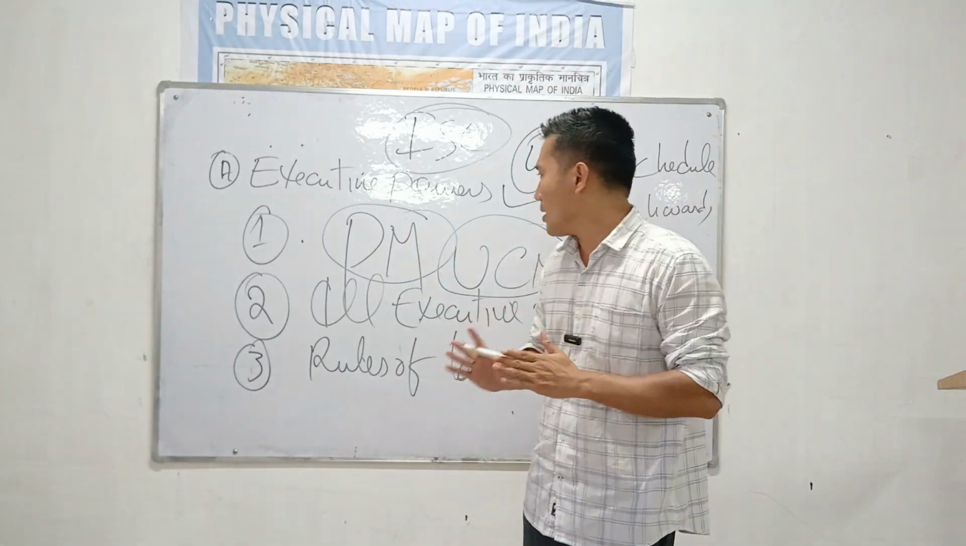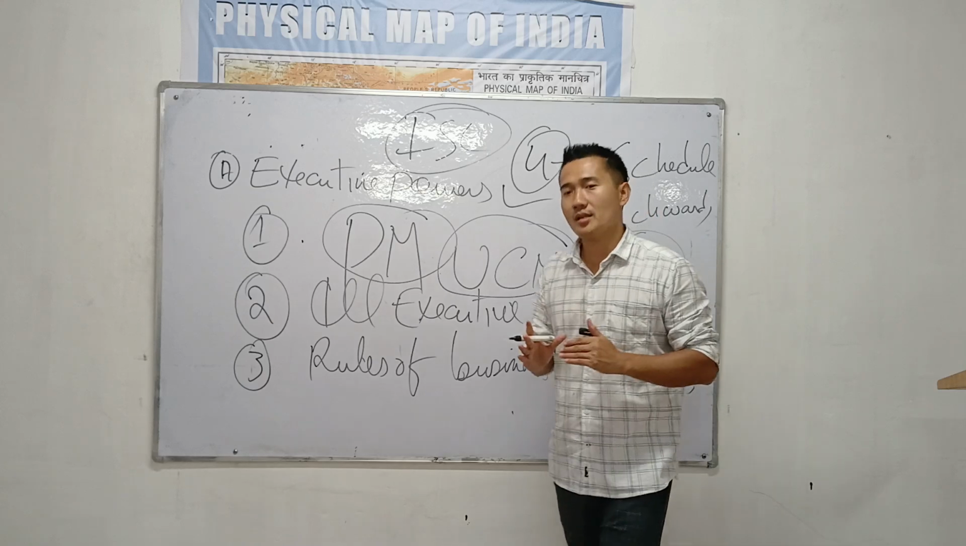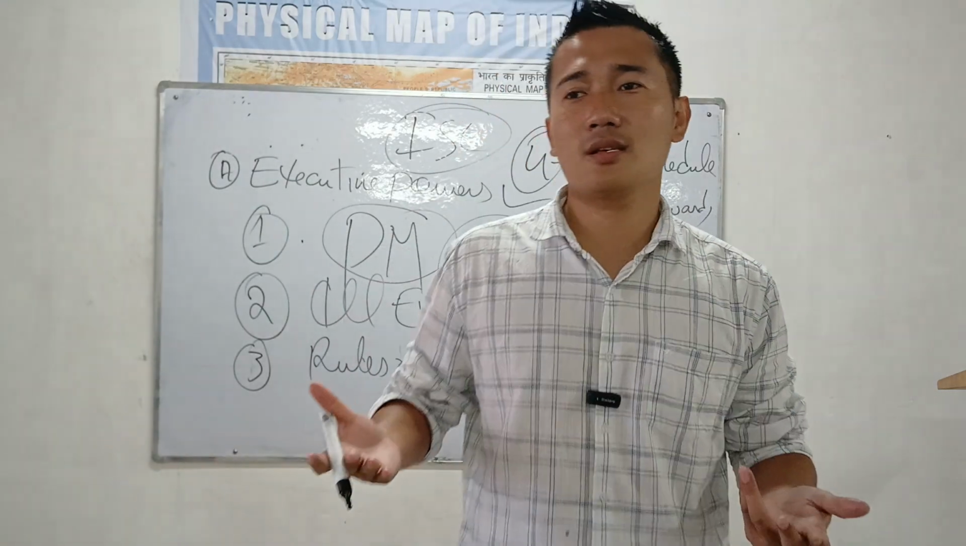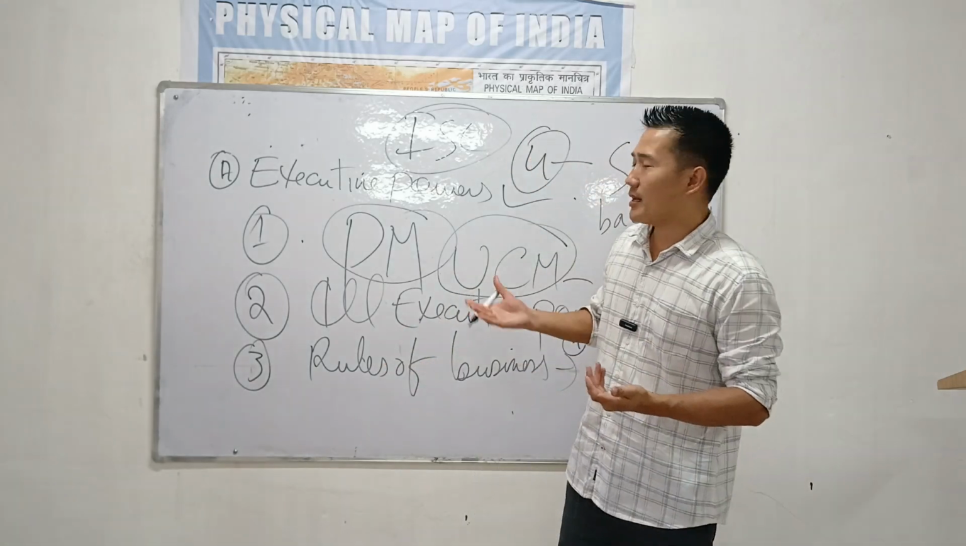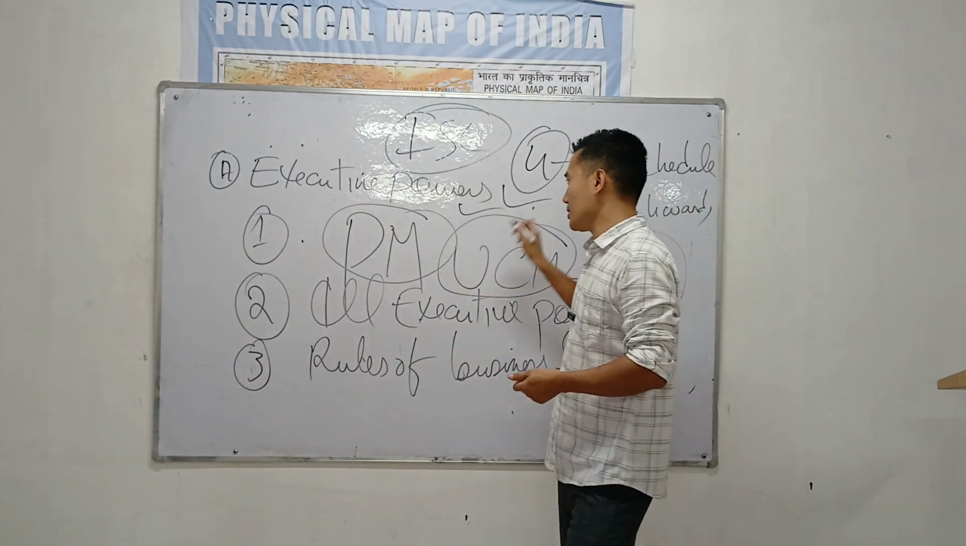So in short, remember, all the constitutional posts in India are appointed by the President of India. The Attorney General, the UPSC Chairman and members, all these are appointed by the President of India. So these are the executive powers.